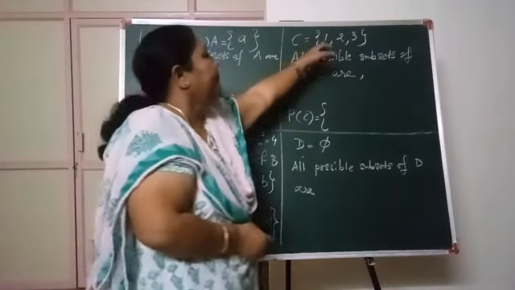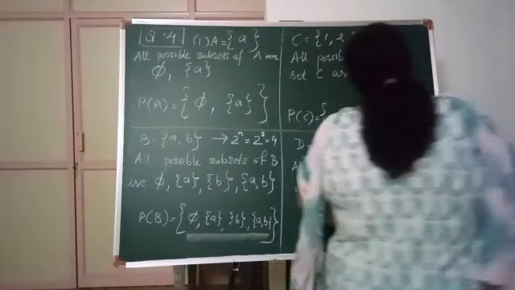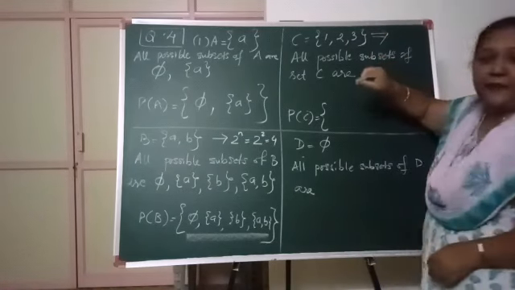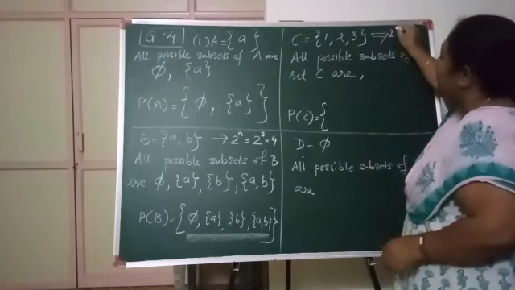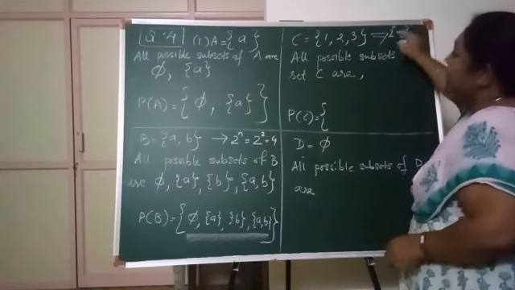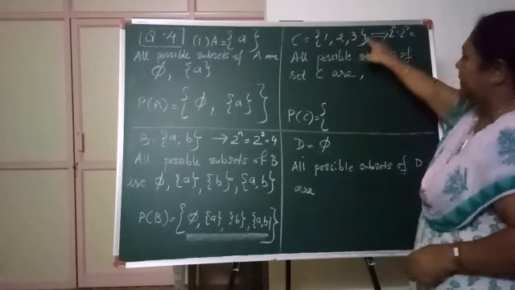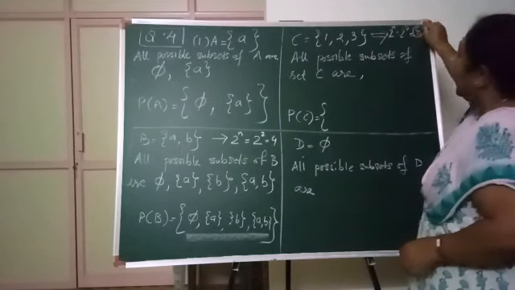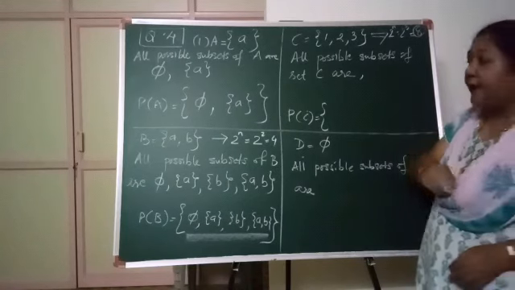Now here 3 members are there. How many members are there? 3. So how many subsets will be possible? 2 raised to n, that is 2 raised to 3. 1, 2 and 3 members are there, so 2 raised to 3. 2 raised to 3 means 8. So 8 subsets will be possible here.